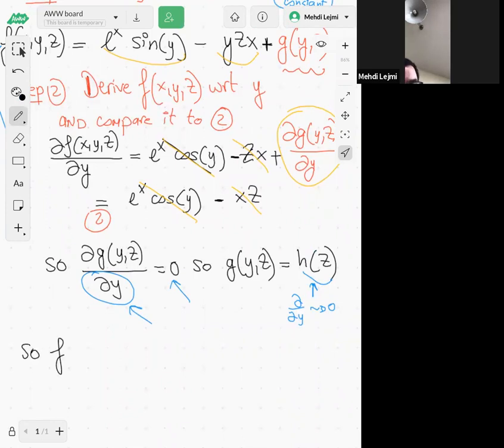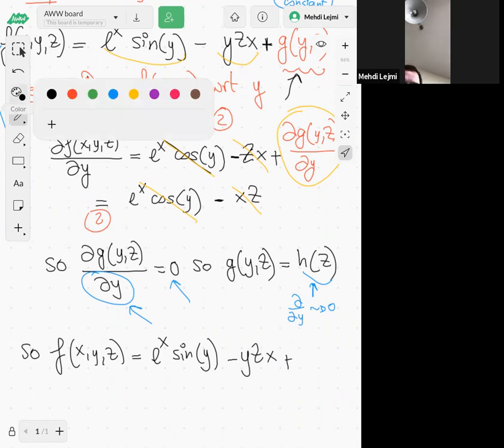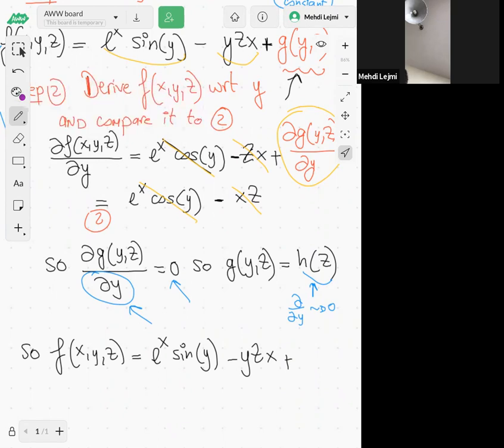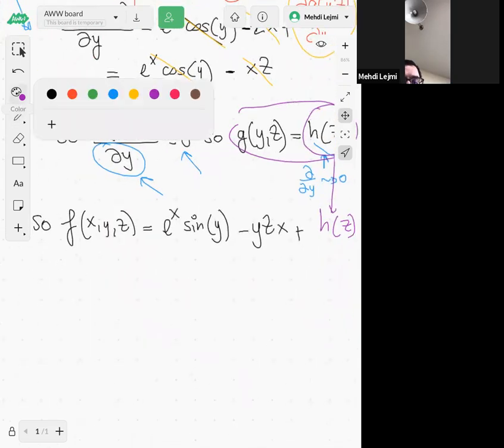It turns out from this step number 2 that my function f is e to the x sine of y minus yzx, and this function g of y, z turns out to be some function of just z, right? So this is plus a function h of z. Okay, so we still need to find this function h of z, and that's where we're going to use the third equation. So step number 3: now we're going to derive with respect to z, and we're going to compare it to equation number 3.